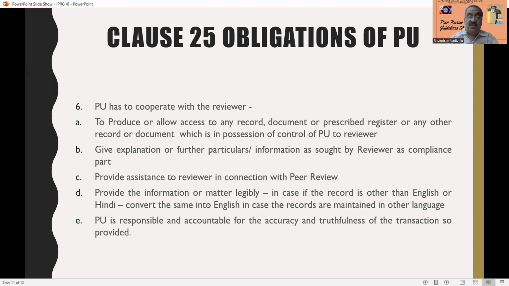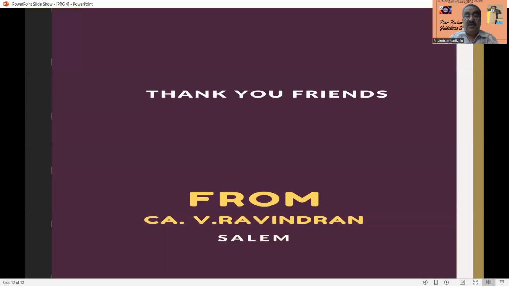Then the practice unit is responsible and accountable for the accuracy and truthfulness of the translation so provided. So in case there is any mistake in the translation, then it is the responsibility of the practice unit, because they have not properly translated. This is the obligation of the practice unit.